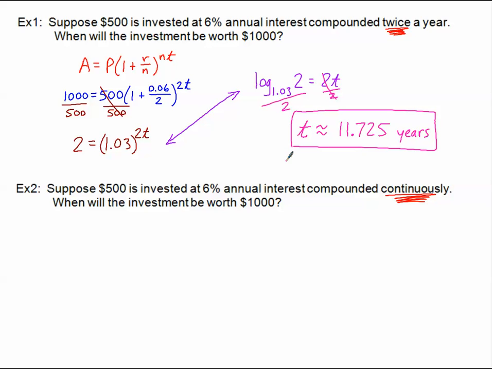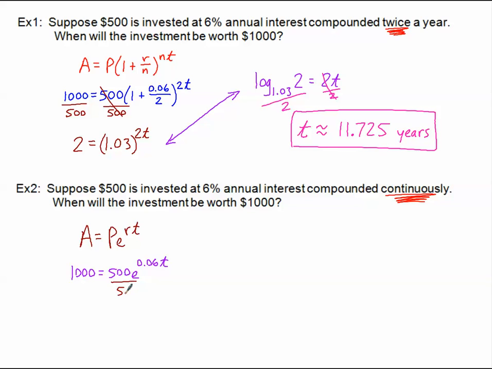So example 2 is almost identical, except remember the buzzword continuously. That's the PERT formula: A equals P e to the rt. The numbers are basically going to go in the same spots, the 500 and the 1000. So I have 1000 here. The 500 is my coefficient. E is e. My rate is still 6%, so 0.06. And t is what we don't know.